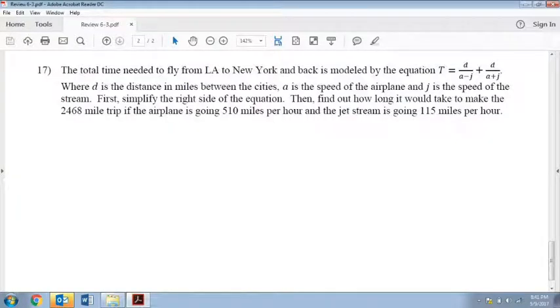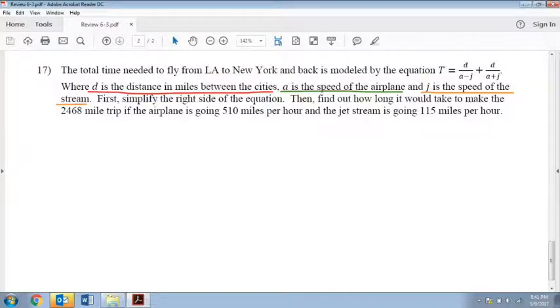Alright, number 17. Again, this is review 6-3 for Algebra 2. Number 17, the total time needed to fly from LA to New York and back, so a round trip ticket, is modeled by the equation t equals d over a minus j plus d over a plus j, where d is the distance in miles between the cities. A is the speed of the airplane, and J is the speed of the jet stream.